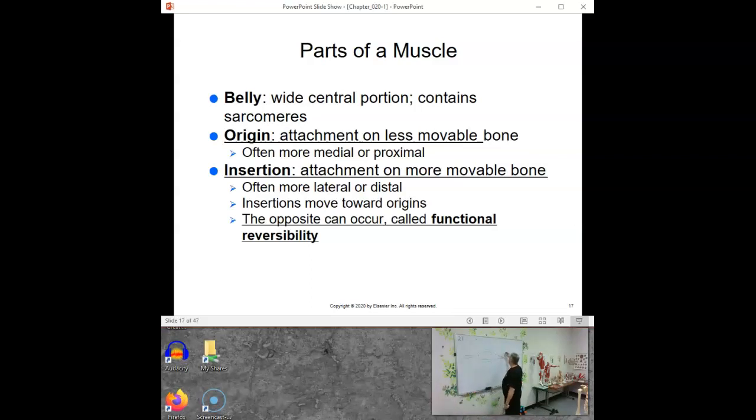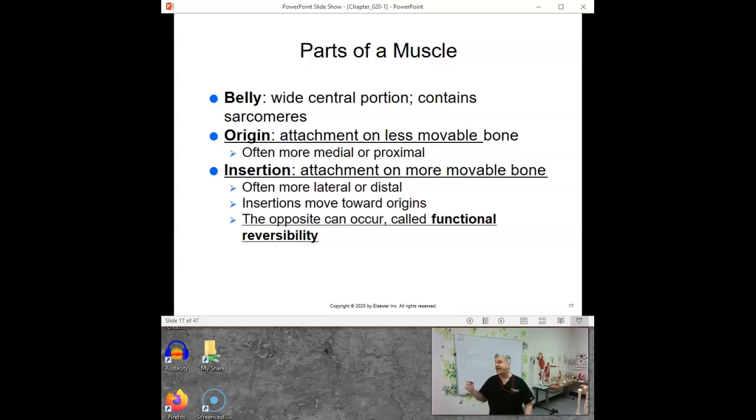And these ends attach to bones, right? Both of those ends are called attachment sites, but we usually name one as an origin and one as an insertion. They're both attachment sites because they're both attached here.